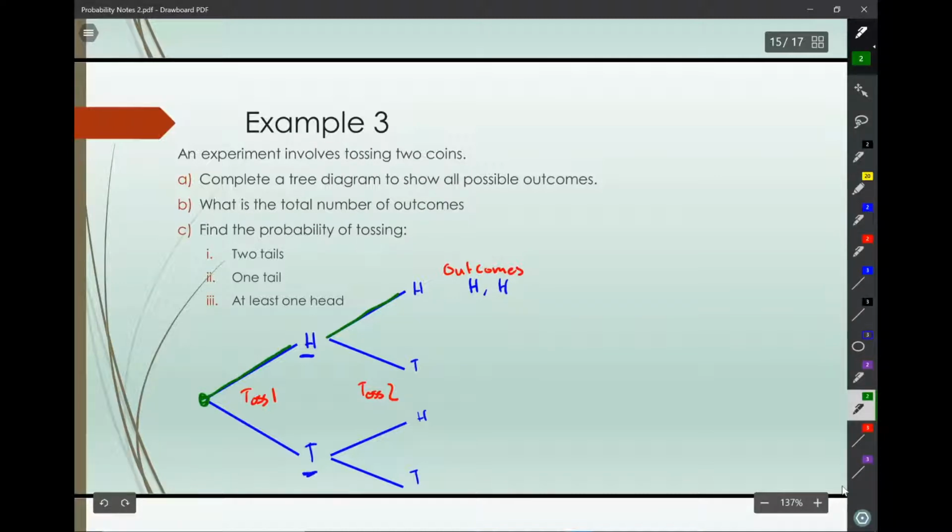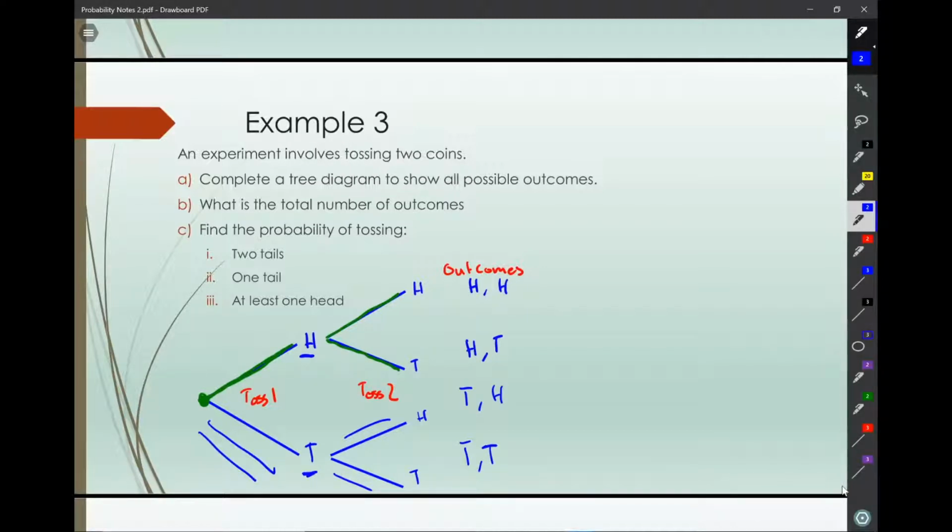Then the next possible outcome, we start again at the point over here, follow the line to heads, but this time we got tails in our second throw. And then we keep repeating this. Tails, heads. Tails, tails. And that is how we draw up a tree diagram.